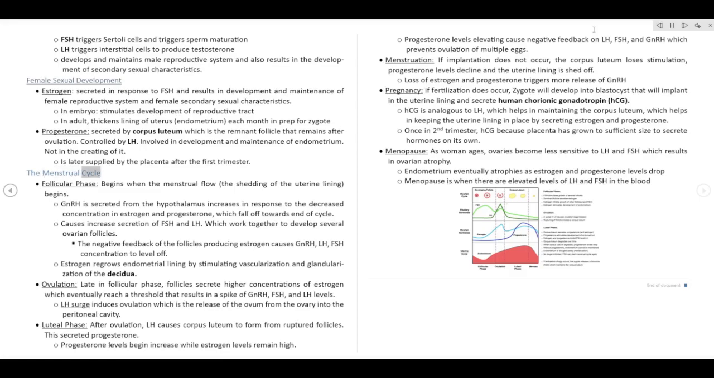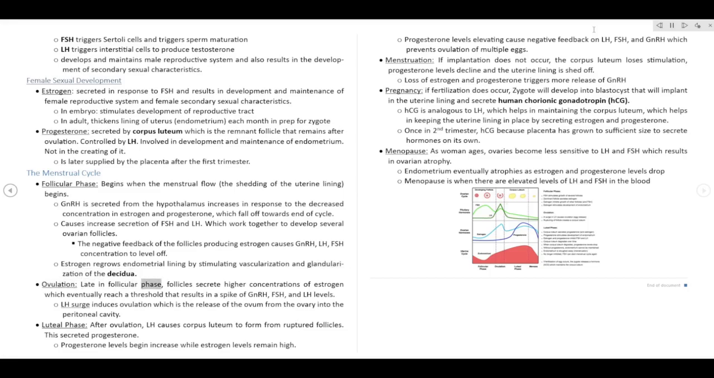The menstrual cycle. The follicular phase begins when the menstrual flow, the shedding of the uterine lining, begins. GnRH is secreted from the hypothalamus and increases in response to the decreased concentration of estrogen and progesterone, which fall off towards the end of the cycle. This causes increased secretion of FSH and LH, which work together to develop several ovarian follicles. The negative feedback of the follicles producing estrogen causes GnRH, LH, and FSH concentrations to level off. Estrogen regrows the endometrial lining by stimulating vascularization and glandularization of the decidua.